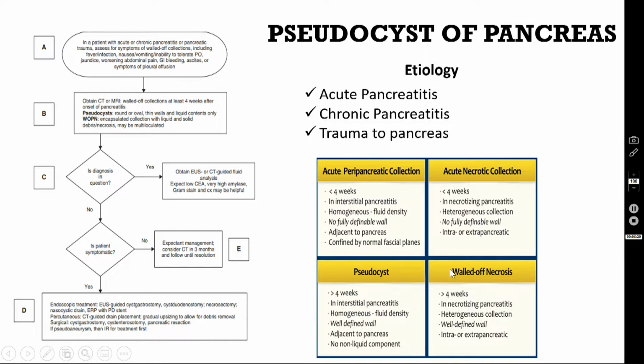Whereas walled off necrosis means it is more than 4 weeks duration. This also happens in necrotizing pancreatitis. This is a heterogeneous collection containing both liquid and solid, but there is a well-defined wall. This is both intrapancreatic and extrapancreatic. That means there is a connection between the cyst and the pancreatic duct.